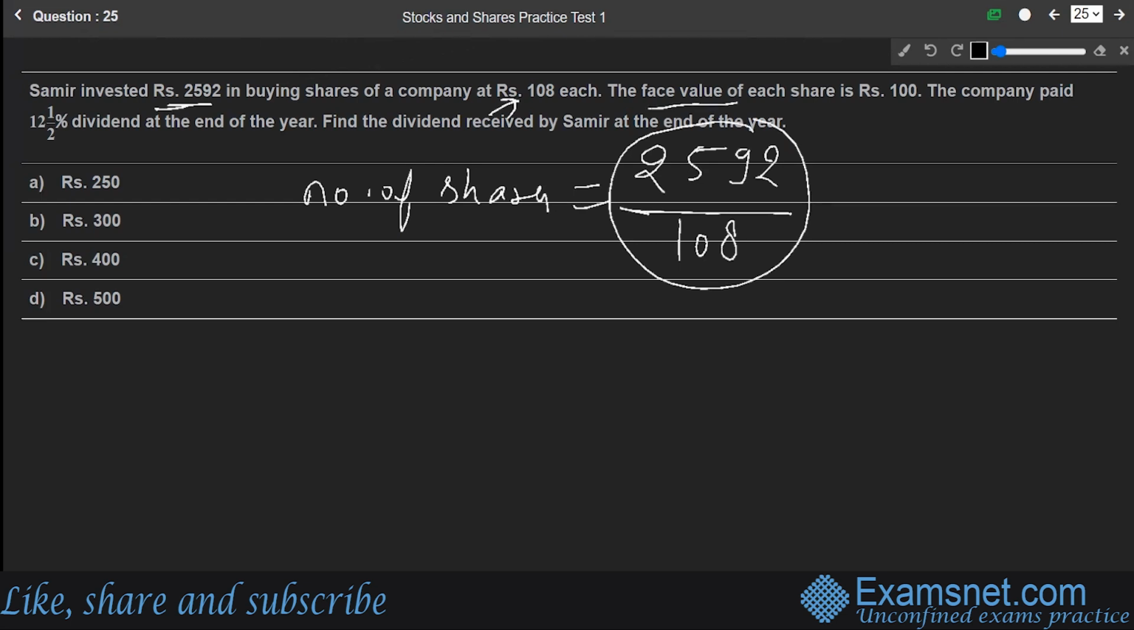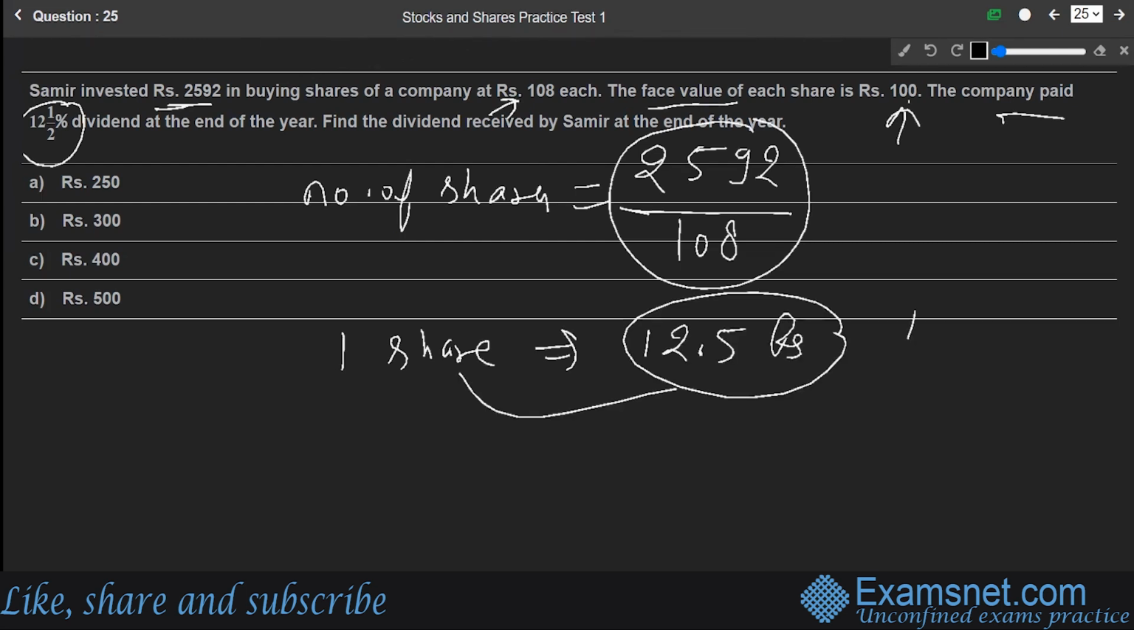The face value of each share is 100. The company paid 12.5% dividend at the end of year. So clearly if the face value would have been 100 rupees, then the income would have been 12.5 rupees. So we can write, one share of 100 rupees is giving how much income? 12.5 as income. As they said, 12.5% dividend.